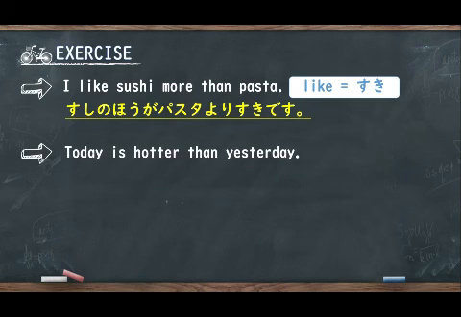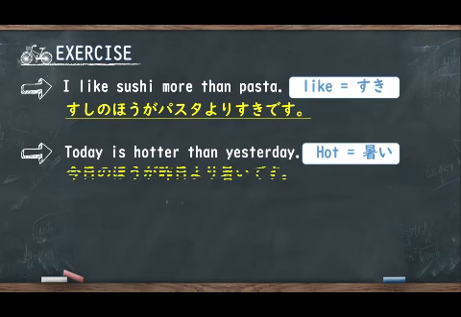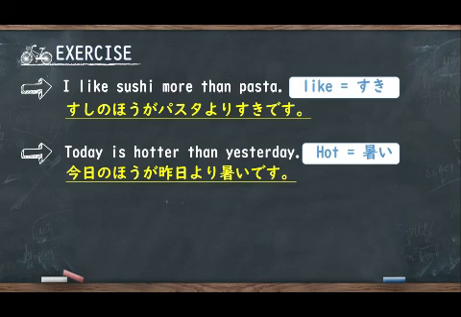Okay, let's do the second sentence. Today is hotter than yesterday. So hot in Japanese is 暑い, 暑い. So how do you say the full sentence in Japanese? Yes, 今日の方が昨日より暑いです。Because today is hotter, so we use の方が for 今日 today.